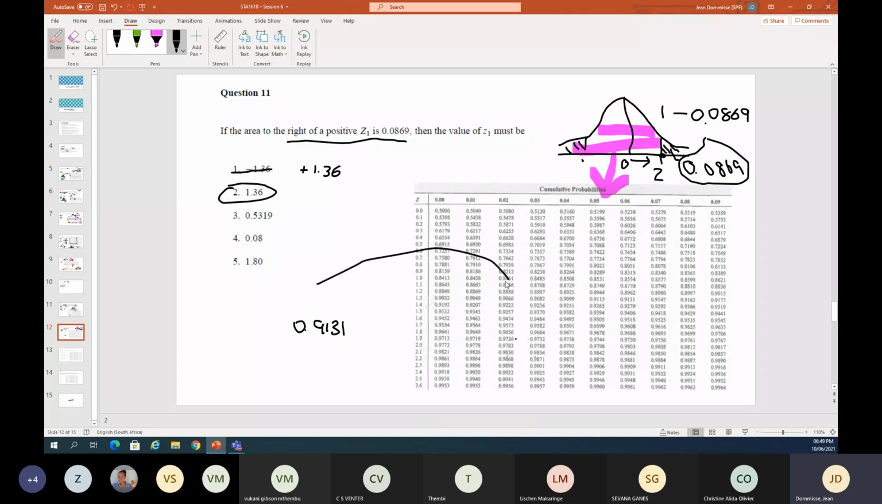So in this table, we need to look for 0.9131. So there's 0.9092. Okay, so it is less than that, bigger than that, 0.9131. So if we then look, it's 0.06 to this side. So 1.3. And the second value is across there, the 6. So 1.36, and that was option 2.